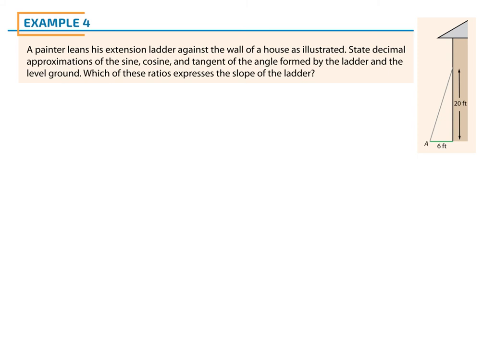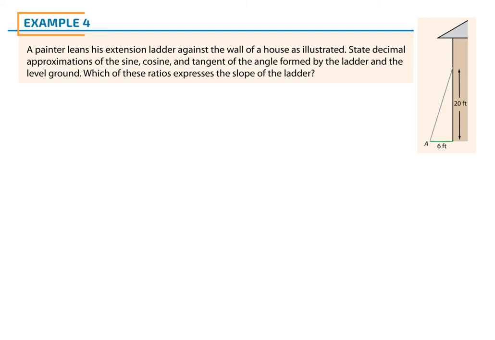A painter leans his extension ladder against the wall of a house as illustrated. State the decimal approximations of the sine, cosine, and tangent of the angle formed by the ladder and the level ground. Which of these expresses the slope of the ladder?